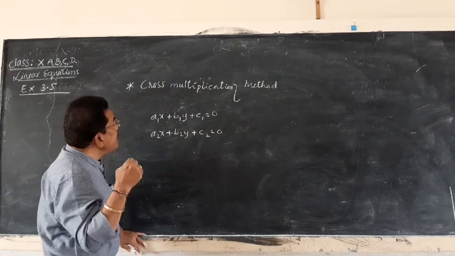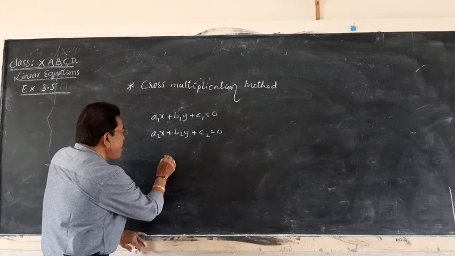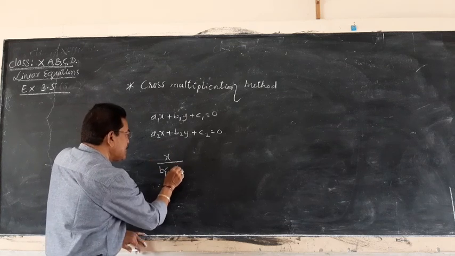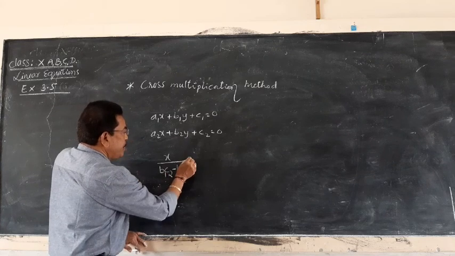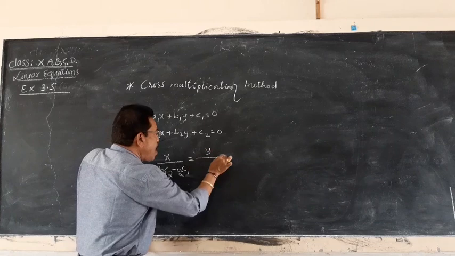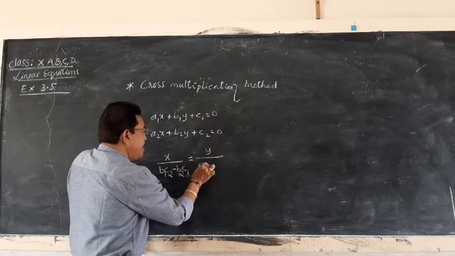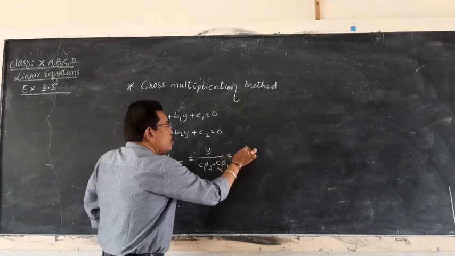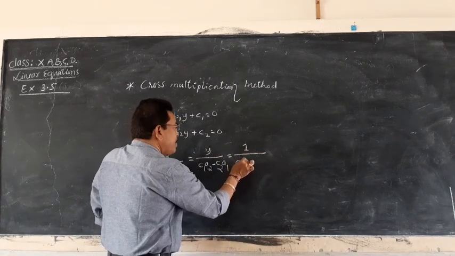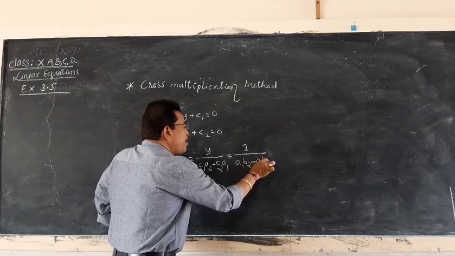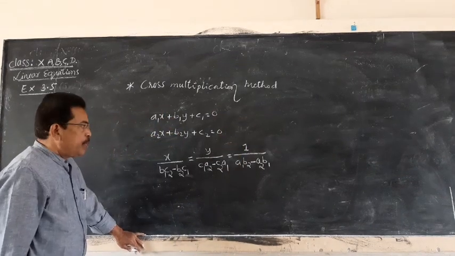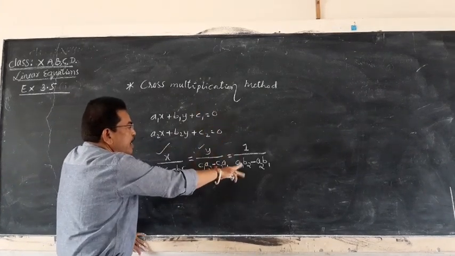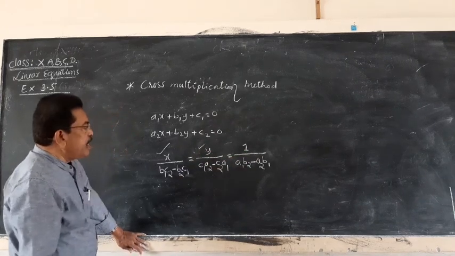Okay, now what is that method? Say x divided by b1 c2 minus b2 c1 equals y divided by c1 a2 minus c2 a1 equals 1 divided by a1 b2 minus a2 b1. x and y are the variables which you want to calculate. This is the formula.